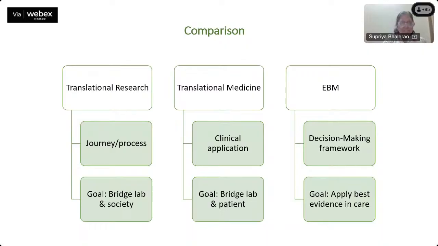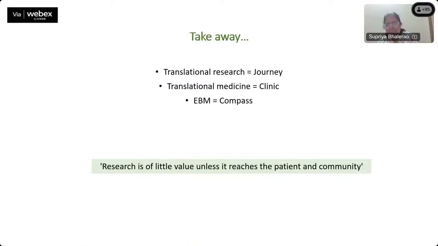So last slide, what is the comparison of translational research, translational medicine and EBM? Translational research is a journey or process which bridges the gap between the lab and society. Translational medicine is clinical application which bridges the gap between lab and patient. And EBM, or evidence-based medicine, is a decision-making framework which applies the best evidence in healthcare.